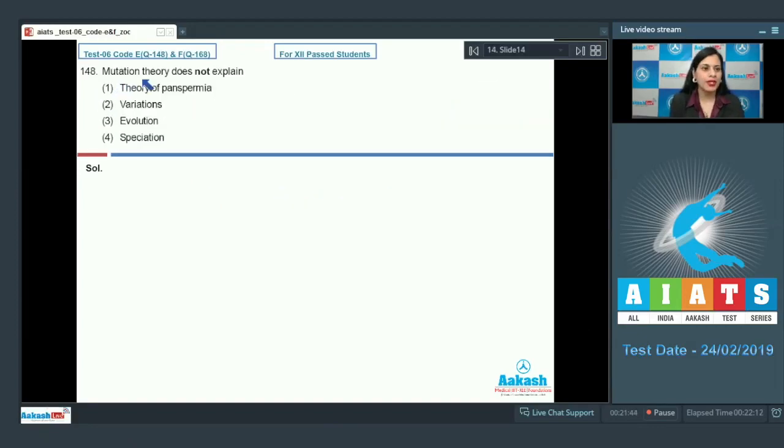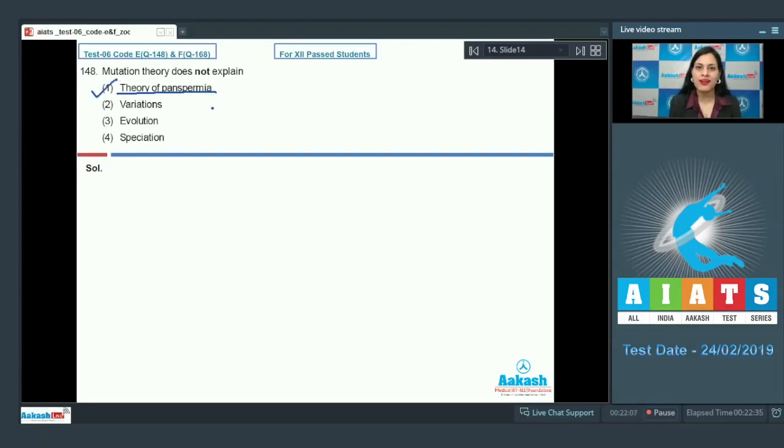Question number 148. Mutation theory does not explain, and the options are theory of panspermia, variations, evolution, and speciation. And the correct answer to this question is option number 1, theory of panspermia.